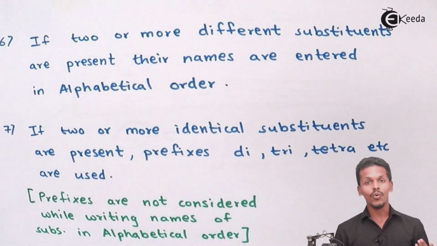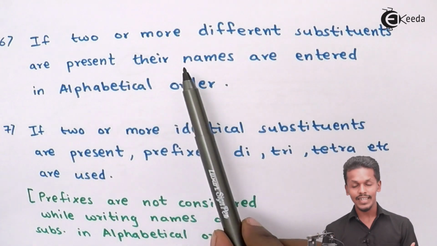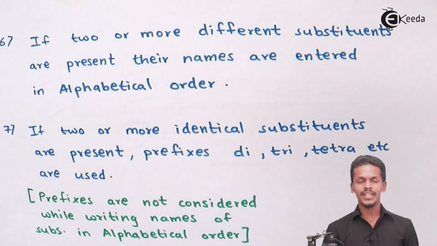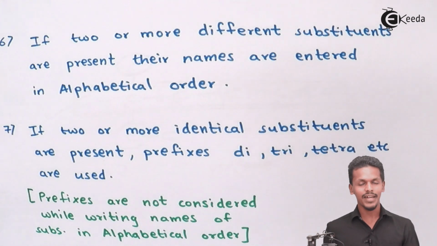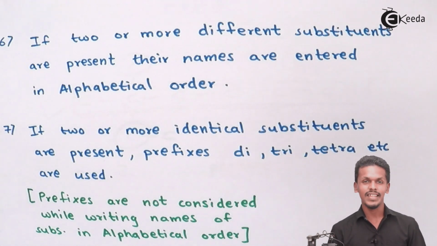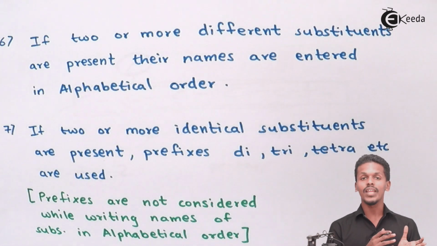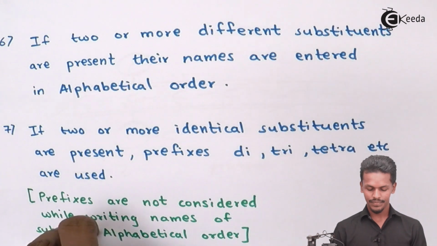And let us follow the 6th one. And what does it say? That if 2 or more different substituents are present, their names are entered in alphabetical order. So in the last example that we studied, the 2 methyl groups were attached to the same carbon atom. So now let me give you another example so as to understand how 2 different groups will be there and how we can give the numbering or the naming in alphabetical order.